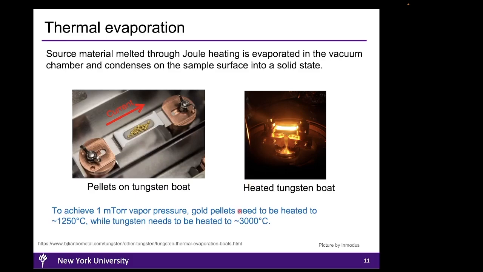Note that tungsten, in this case, is a suitable material choice for a boat in order to evaporate gold pellets, because tungsten requires about 2000 degrees Celsius higher temperature than gold to provide a millitorr range vapor pressure. Therefore, during the evaporation of gold, very little tungsten will be evaporated, almost negligibly. However, this example illustrates the potential competition between the boat material and the target material, which can be detrimental to achieving high purity.